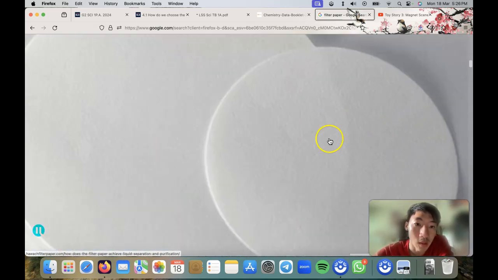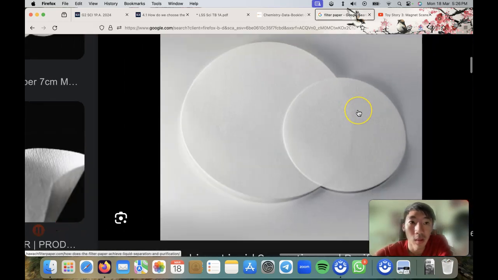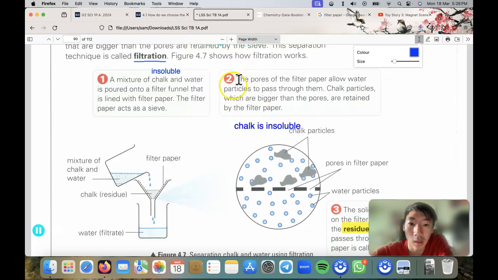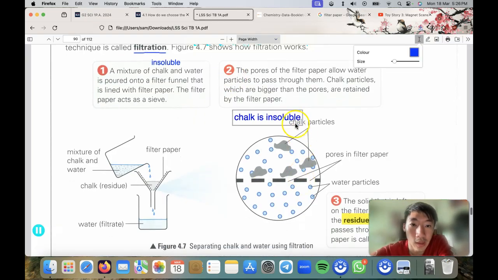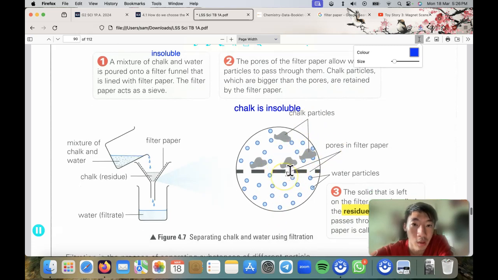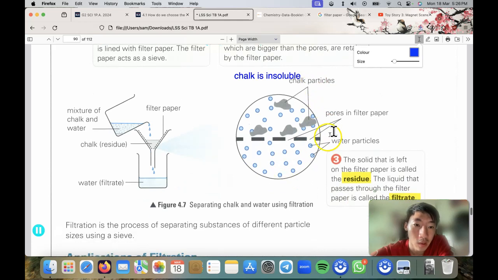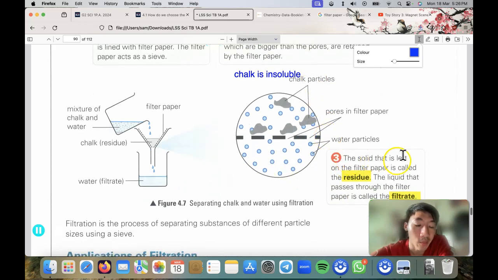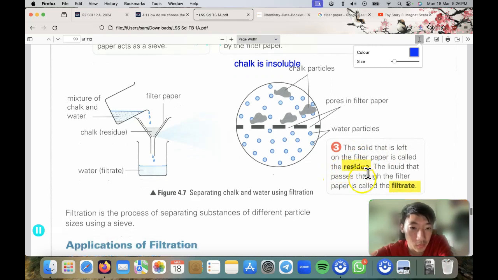And you can look very closely, you can see that there are actually very tiny holes inside this filter paper. We see that the chalk particles are trapped by the pores. They cannot pass through the pores in the filter paper. So we call these chalk particles, this solid that is left behind on the filter paper, the residue. Please highlight.